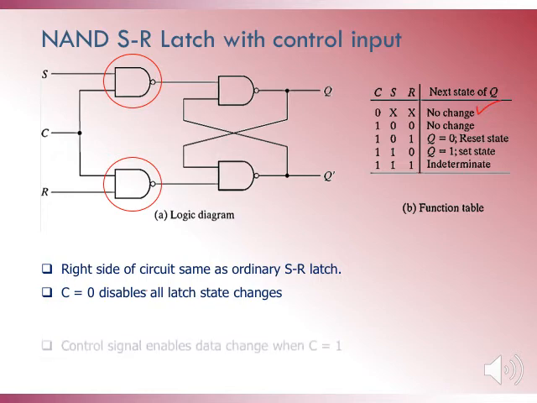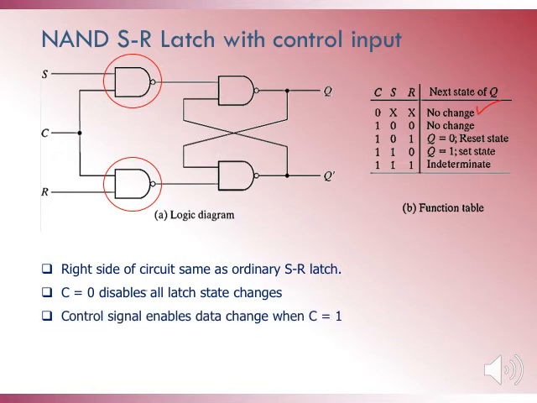Only when C equals 1, the inputs S and R are gated to the basic NAND latch, and the basic NAND latch functions as a normal one. Therefore, we conclude that when C equals 1, the control signal enables data change in the NAND SR latch.